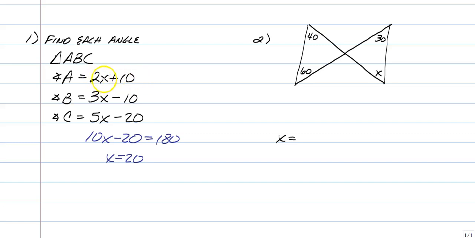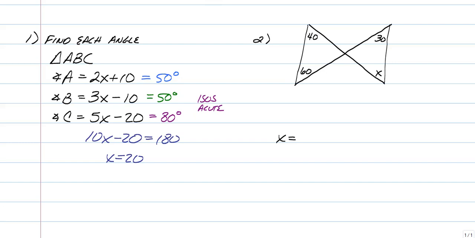So 2 times 20 is 40 plus 10 is 50 degrees for angle A. Angle B, 3 times 20 is 60 minus 10 is 50 degrees. And finally, we have 5 times 20 minus 20 is equal to 80. And we can see that this is an isosceles and acute triangle, if you will, because we have two of the same angles and we also have three that are less than 90 degrees. But we can also check that 50 plus 50 plus 80 is also 180 degrees, so we know we did that one correctly. Okay, so if you got 50, 50, and 80, you are good to go on question number 1.